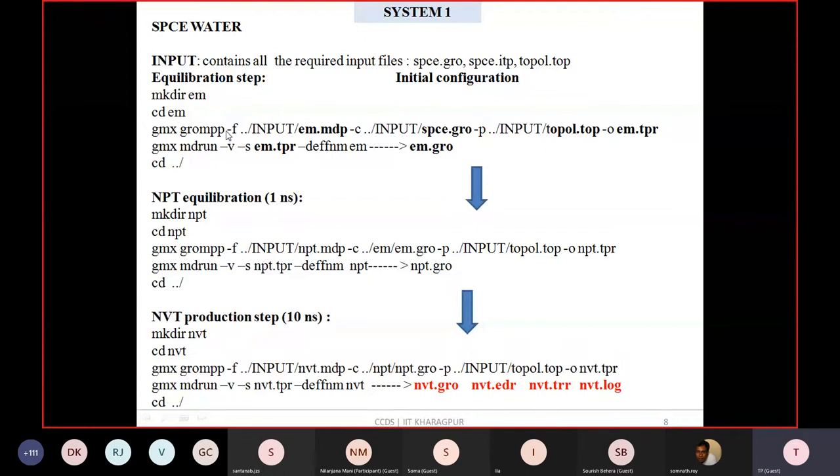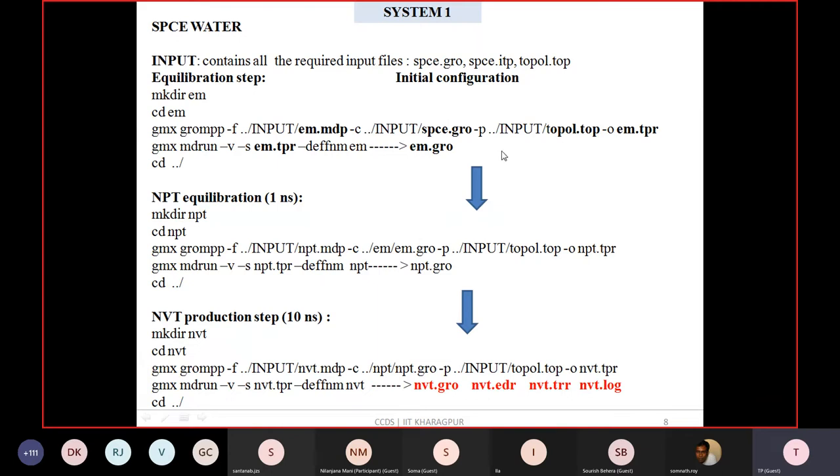But remember that GROMACS always has these flags to be used. The -f flag determines the input parameter file, which contains all the input parameters. The structure file as an input always comes with -c. The topology file comes with -p, and the output file we will name em.tpr. To avoid any mismatch, we keep the folder names EM and NPT. So once you have this em.tpr, it contains all the information from your MDP file, your gro file, and your top file.